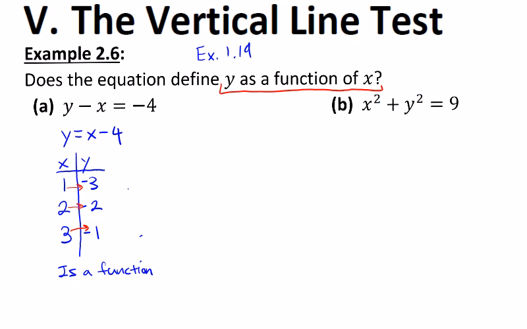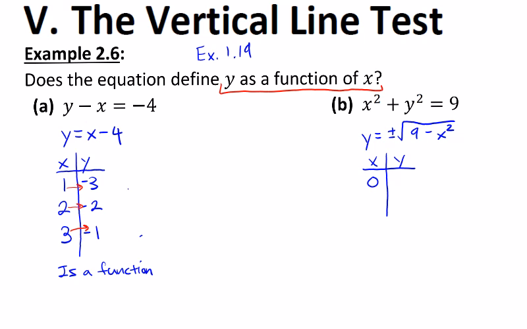Now, when we talked about the equation in part B, x squared plus y squared equals 9, when we solved this for y, we eventually got to this: y equals plus or minus the square root of 9 minus x squared. And then when I started thinking about a table, I didn't really have to get very far. I can just plug in 0.